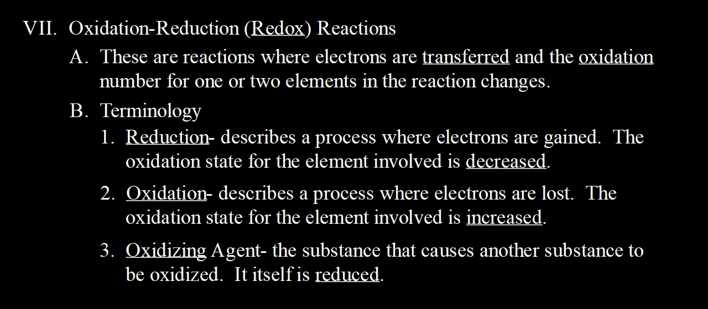Reduction describes a process where electrons are gained. That's called reduction because the oxidation state for that substance decreases. It is reduced. Conversely, oxidation describes a process where electrons are lost. The oxidation state for the substance that is being oxidized increases. So maybe remember this to help you. LEO says GER. Losing electrons is oxidation. Gaining electrons is reduction.